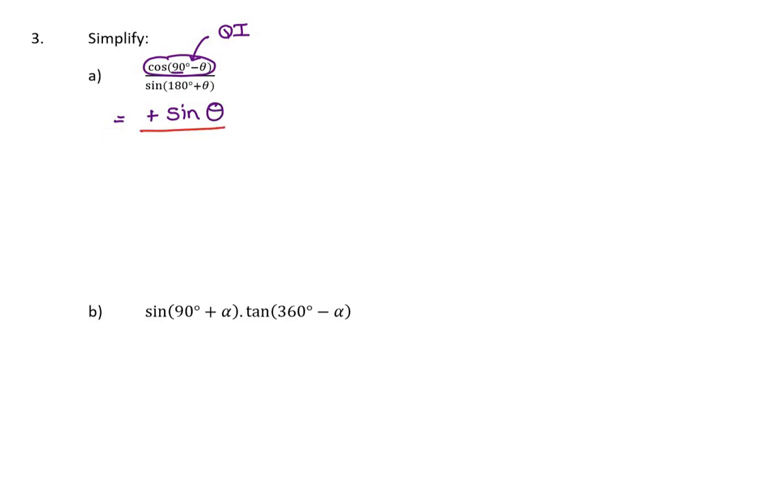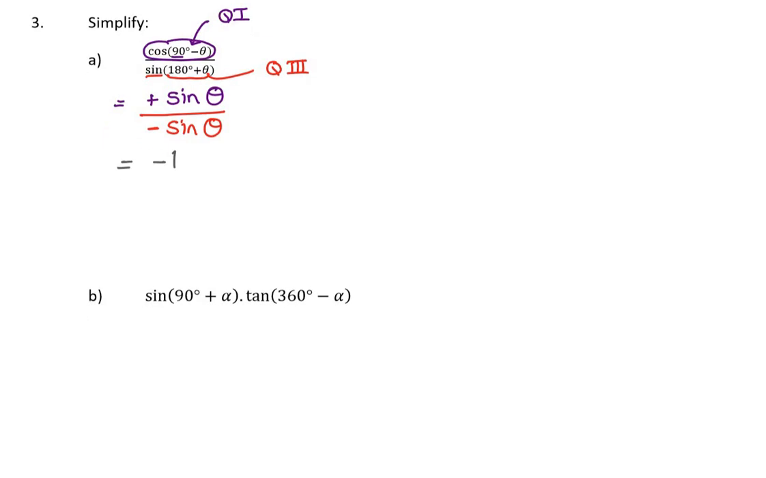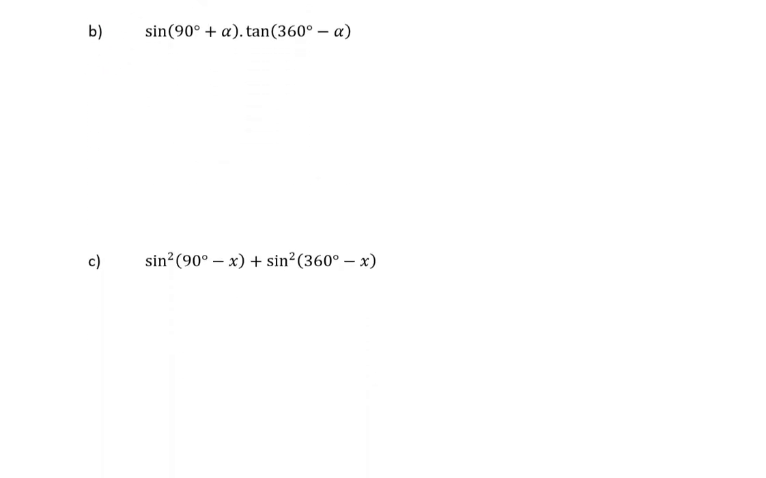Over, what quadrant am I working in? 180 plus theta is quadrant 3, and sine is negative in quadrant 3, but my name still says sine because I'm working from 180. And so that simplifies, the signs cancel, and I get negative 1. Right, let's move on. Question B.